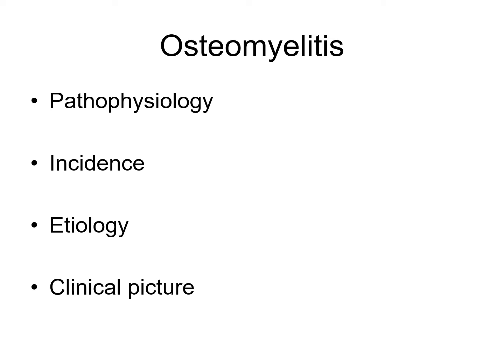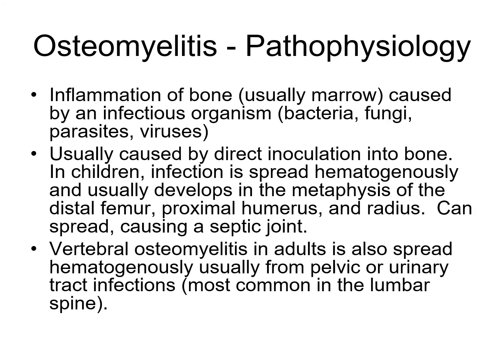Osteomyelitis is an infection of the bone, and we'll discuss the pathophysiology of it, as well as its incidence and etiology, as well as some examples. The pathophysiology of osteomyelitis is an inflammation of bone, usually the bone marrow, that's caused by an infectious organism. This could be a bacteria, a fungus, a parasite, or a virus. It's usually caused by a direct inoculation into the bone. So if a person is receiving an injection.